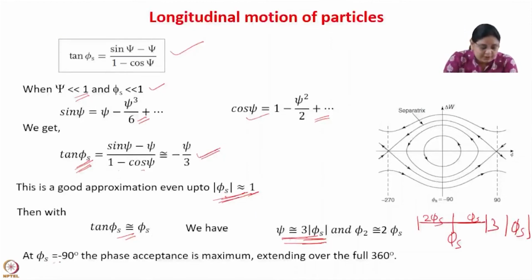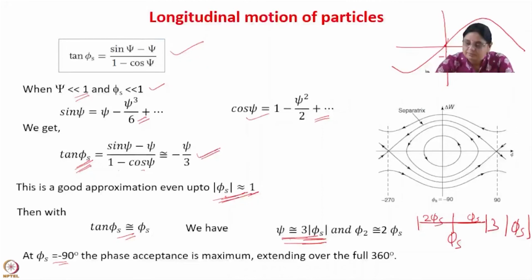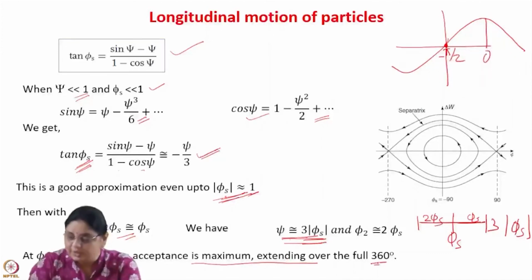Now if phi s is equal to minus 90, that means if you take the synchronous phase to lie here, this is minus pi by 2, this is 0. If you choose the synchronous phase to lie here, in this region the electric field will be 0, so there is no acceleration. However, we can calculate the phase width. So the phase width acceptance is maximum here, extending up to full 360 degrees.